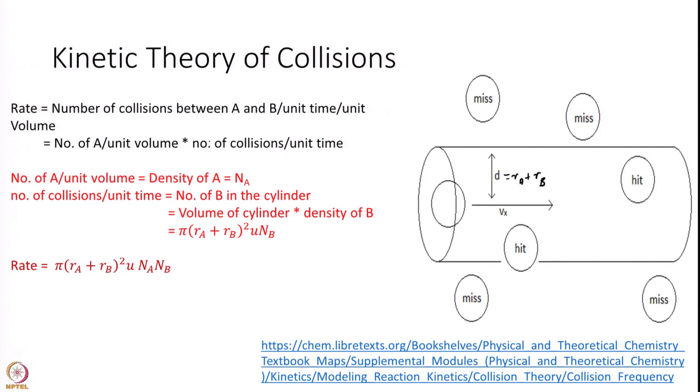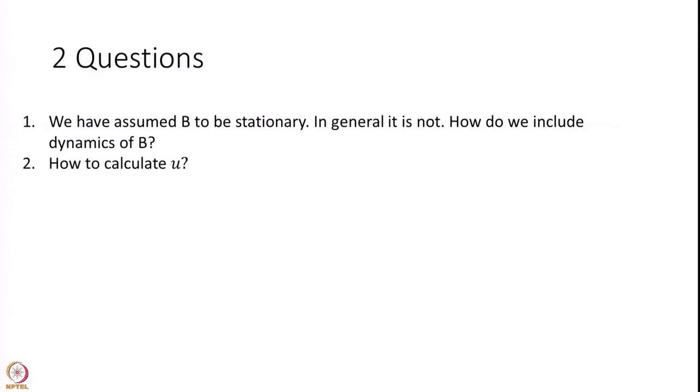And so, one very natural question that arises is what is this u? Not only this u, another assumption we had made while doing this volume calculation is that we assume B to be stationary. What if B is not stationary? That of course is a very ad hoc assumption. B is also moving, right? We are at some constant temperature T, and at constant temperature both A and B will be moving. So, how do we account for that?